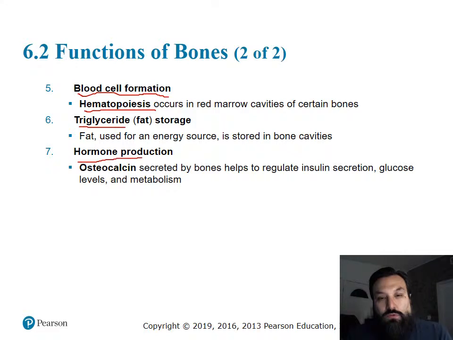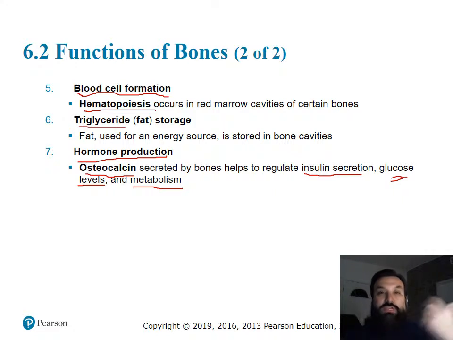And lastly, we have hormone production. And in fact, bone tissue does create hormones. One of them is osteocalcin. Osteocalcin is made and secreted by bone tissue, and it helps regulate insulin secretion, glucose levels, and metabolism. Really important things, all having to do with energy usage, right? Insulin secretion is a hormone. Okay, so insulin is a hormone.